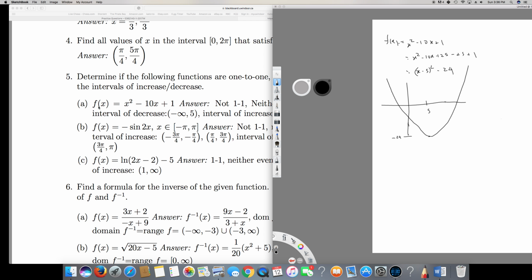So let's see. If I put negative x here, negative x square is going to be positive x square, and negative 10 times negative x will become positive 10x. So f of negative x is not equal to f of x, therefore it's not an even function. But at the same time, if f of x is equal to negative f of x, then it's an odd function. In this case it's not equal to that either, therefore this is not even and not odd.